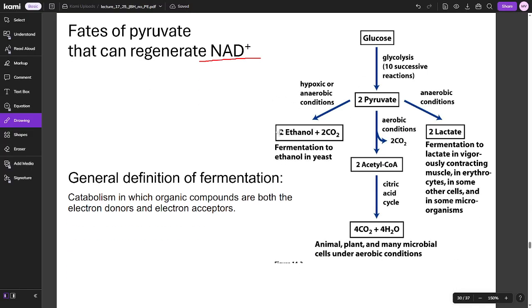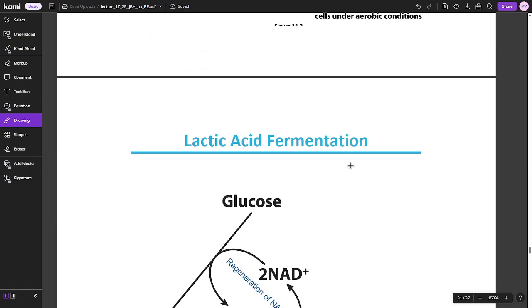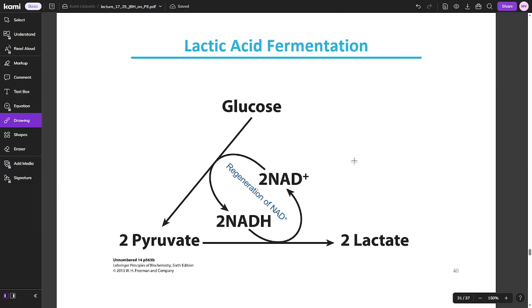And those ways involve things like the lactate pathway or the ethanol pathway. And then you also go down into the citric acid cycle that produces NADH and FADH2, right? So there are ways of regenerating this NAD plus, right? So let's start with lactic acid fermentation.